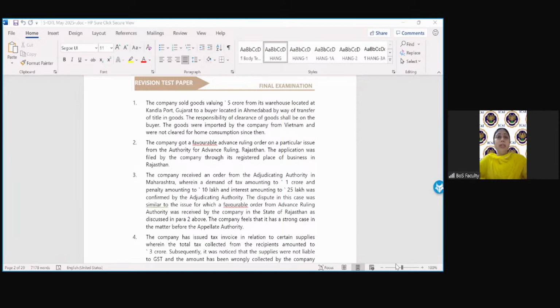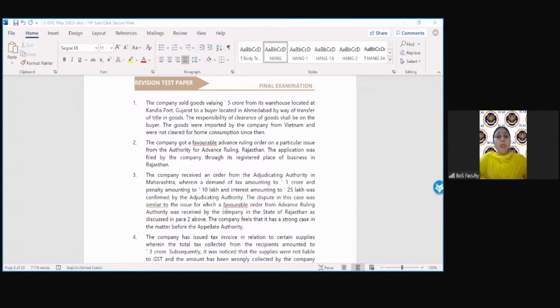One way was that the company could have cleared those goods from the warehouse for home consumption. After that, it would have sold them to this person in Ahmedabad. Then the company would have paid the customs duty and IGST on those goods, and after that, they would have entered into another supply transaction with the buyer located in Ahmedabad. But in this case, the company wisely sold those goods in the warehouse itself.